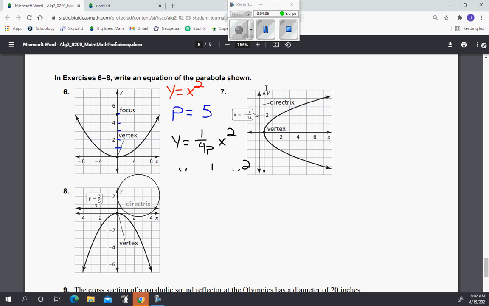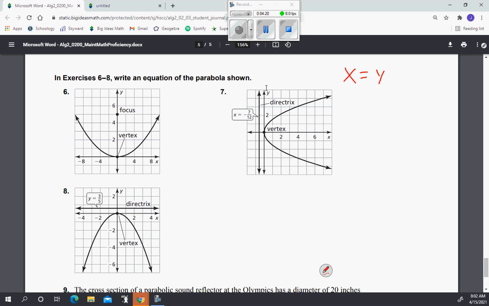Number 7. I want you to think, what type of graph is this? Well, this is not y equals, this is x equals. X equals y squared. Okay, so it's opening up to the right. They give you the directrix. So we know the vertex is at 0, 0. And the directrix is at -7 over 12. So P is equal to -7 over 12. So that's how far away from the vertex it is.